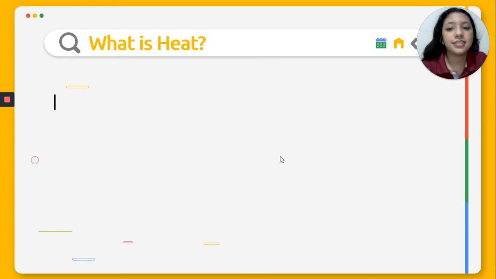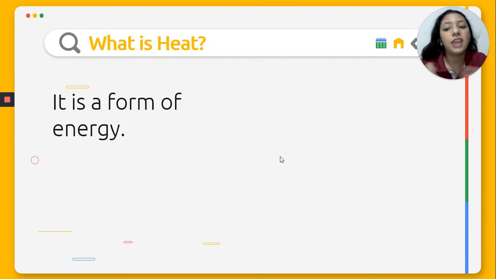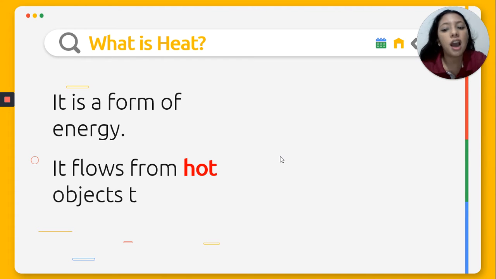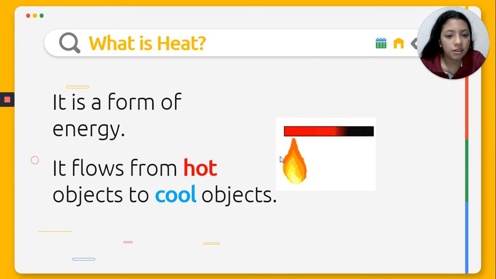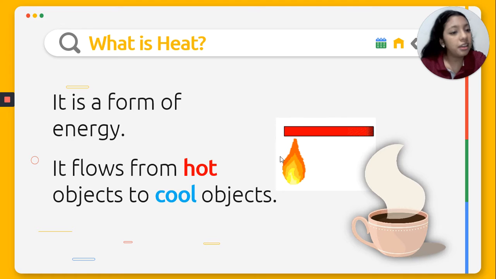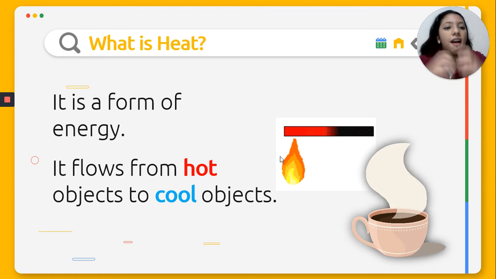Now, what is heat? Let's see what heat is. It is a form of energy. So we know it's kind of an energy, but which kind of energy? It flows from hot objects to cool objects. So all right, heat is thermal energy, the energy that comes from hot objects. So heat flows from the hot to the cool, like in here, with a hot coffee.